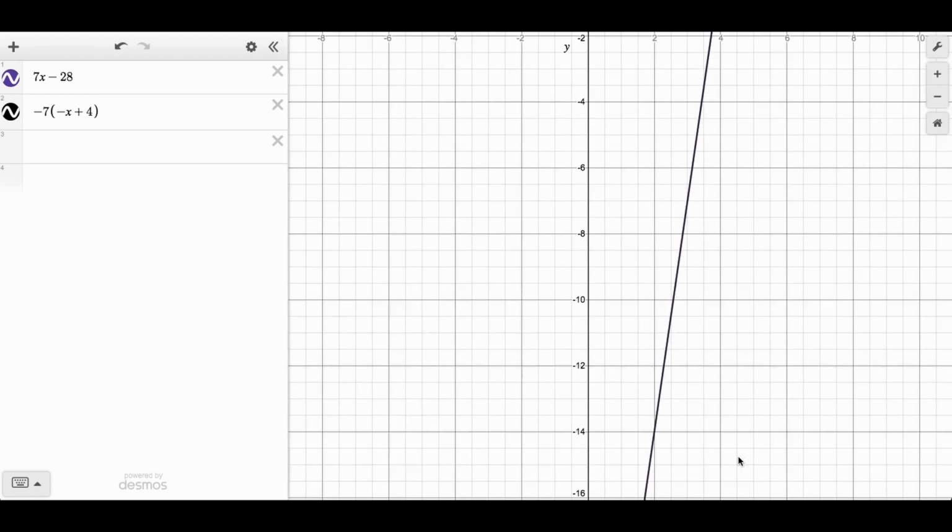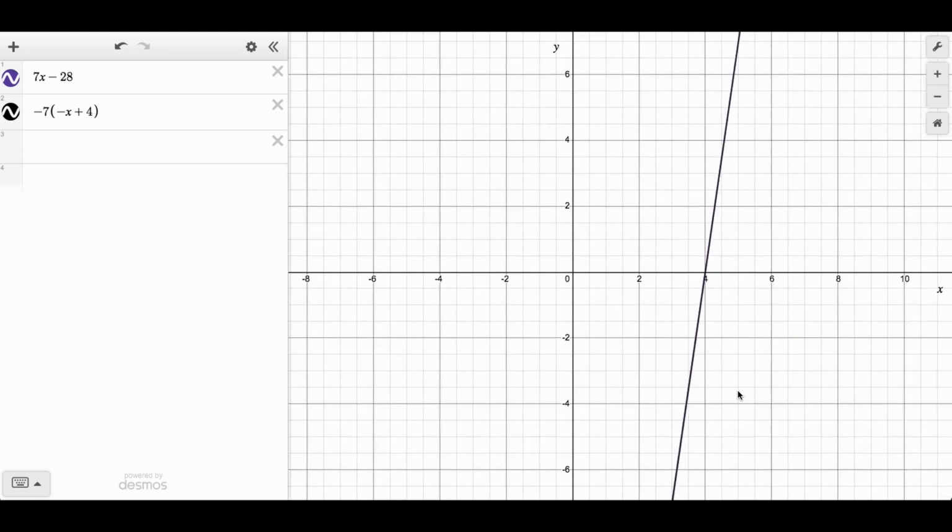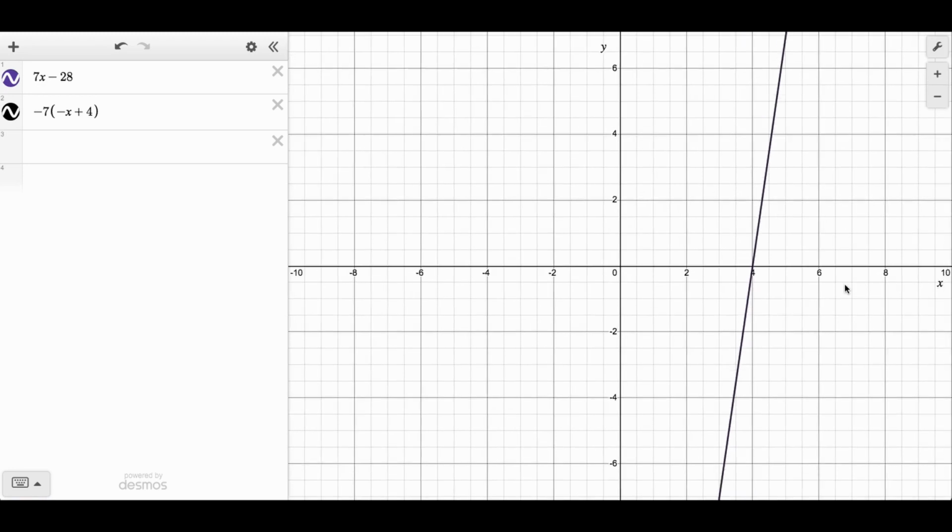And in the Big Ideas math textbooks, they'll call this an identity, and I've linked the Big Ideas math textbooks in the description, so you can check that out. And so this is what we call infinite real solutions. There is an infinite number of real solutions to this equation.